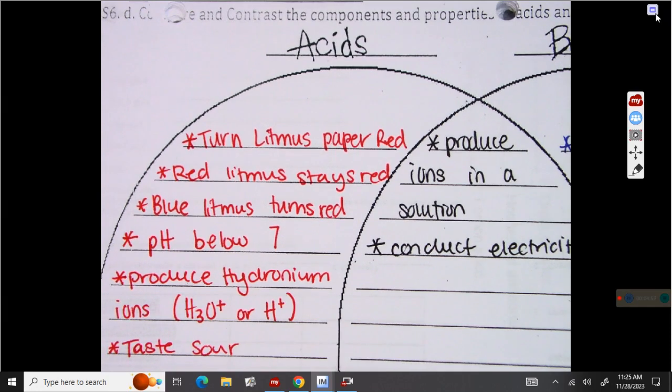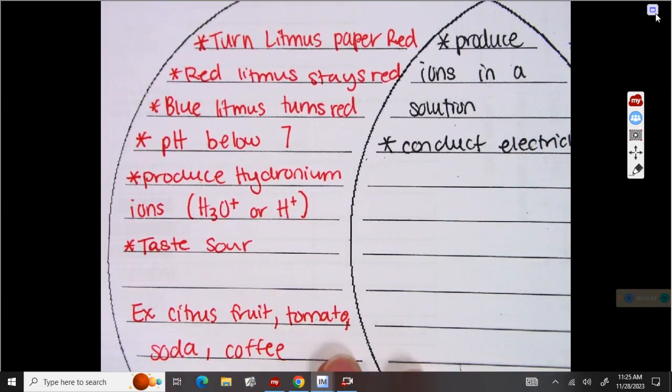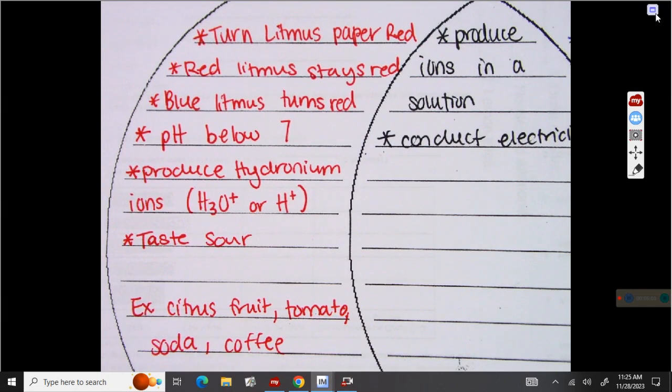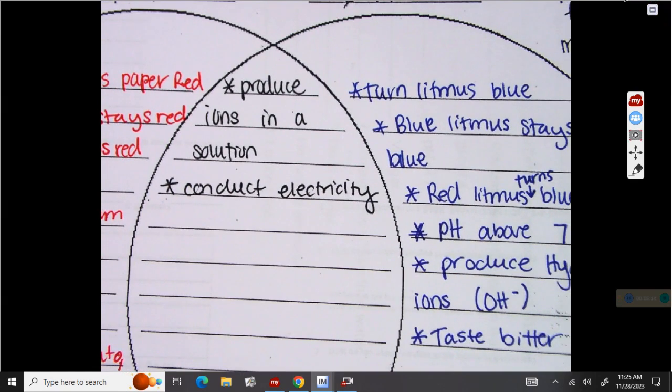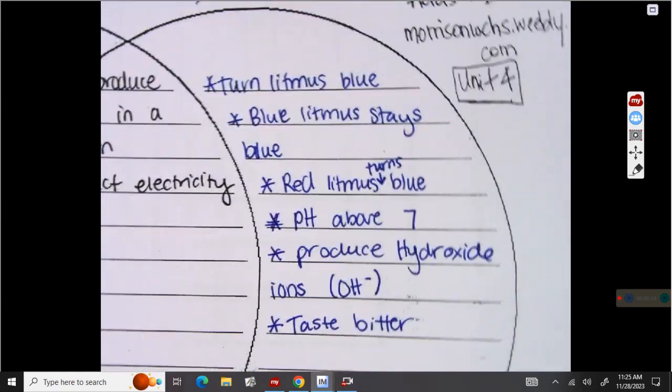They're going to taste sour like lemons. And our examples would be citrus fruits, tomatoes, soda, coffee, most edible things are going to be acidic. Bases, on the other hand, and by the way, just pause this so that you can write them all.